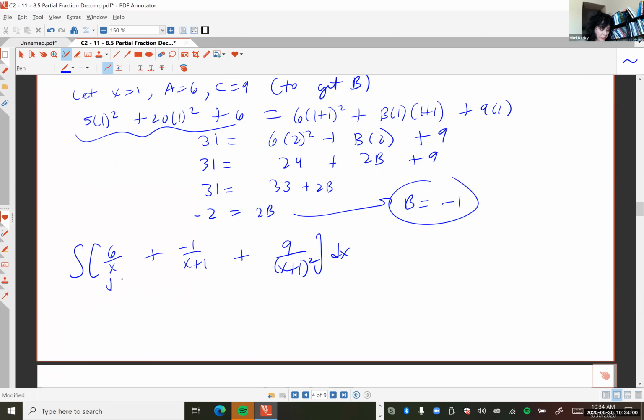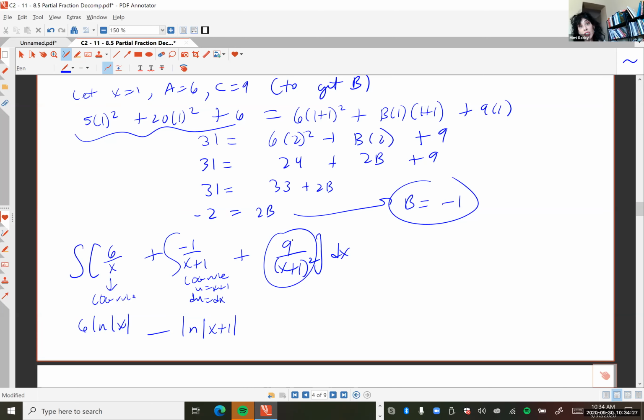Now the first term is easy because it's just the log rule, and you don't even need u sub. That's just going to be 6 ln absolute value of x, easy peasy. The next thing is the log rule, but you are going to need u substitution, where u is x plus 1 and du is just dx. So that one is a little extra, so you'll have the minus there, and then that's going to be ln absolute value of x plus 1. Now, how about this last term? Is that using the log rule? Does anybody know?